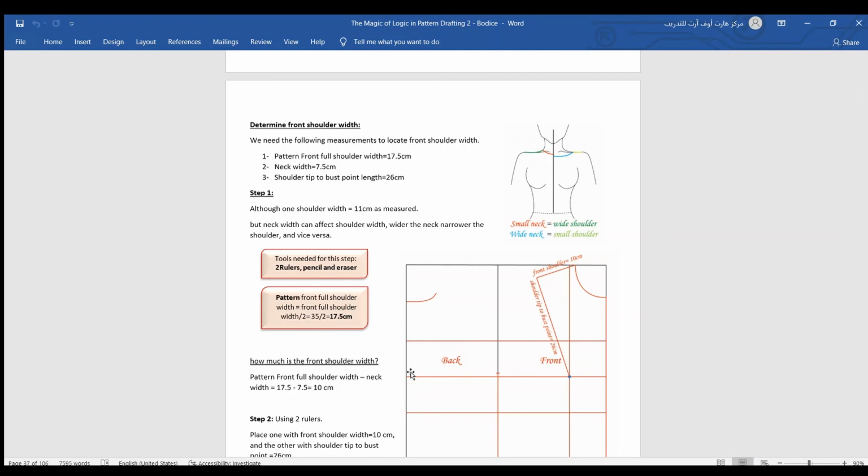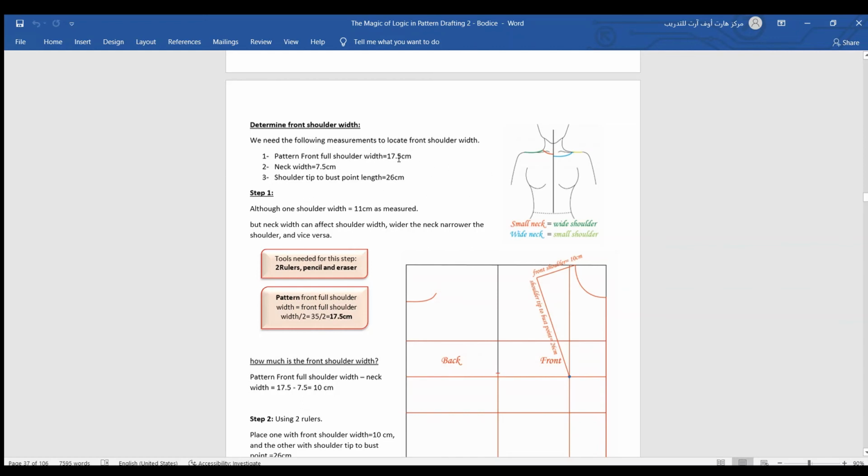Okay, I have to determine now the... here I will show you how to draw the shoulder width, the front shoulder width. For this, we need the following measurements. The pattern front full shoulder, which is 17.5 centimeter, and the neck, which is 7.5 centimeter. The shoulder tip to bust point, which is 26 centimeter.